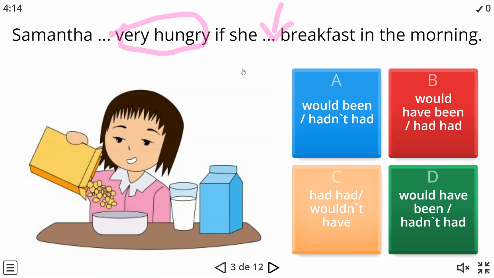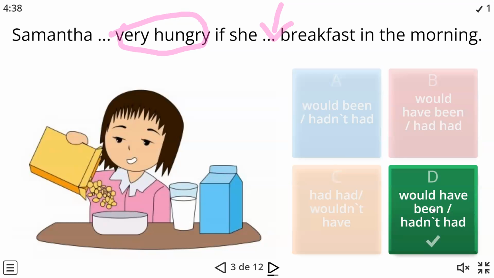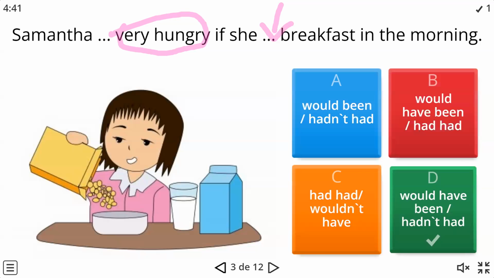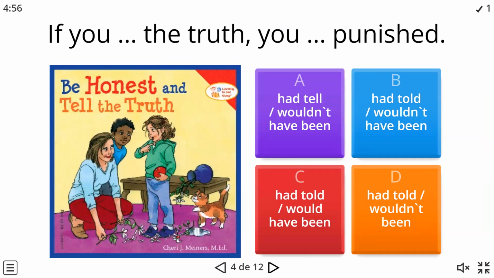Because if plus past participle, and would plus have, then letter D. Samantha would have been very hungry, exactly. Samantha would have been very hungry if she hadn't had breakfast in the morning. Yes. Okay, thank you.